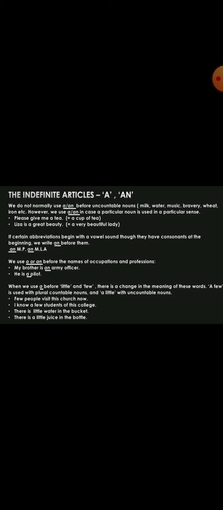If they are having a vowel sound, still we will use an before it, even if they are starting with a consonant letter, doesn't matter.